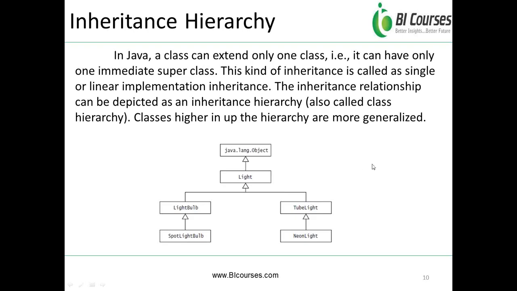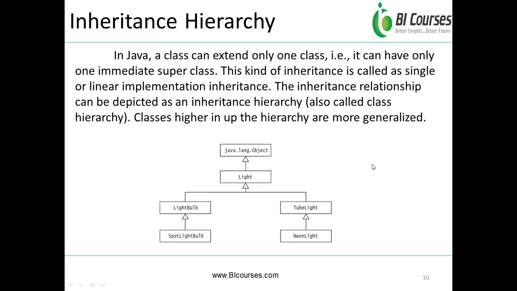Next, inheritance hierarchy. In Java, a class can extend only one class. In our example, we have class B which extended class A. If we have another class called C, we cannot extend A and C together in class B. So a class can have only one parent class. In Java, a class can extend only one class; it can have only one immediate superclass. This kind of inheritance we call single or linear implementation inheritance.